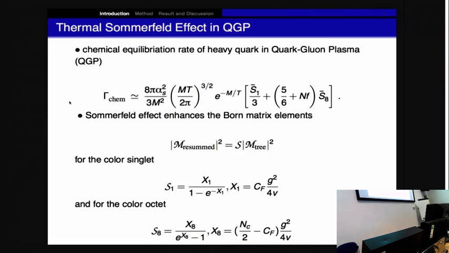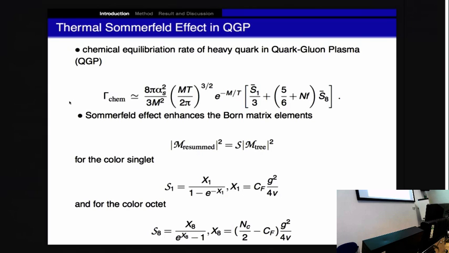So what we mean by chemical equilibration rate in the thermal environment is summarized in these formulas. That's how you get it in perturbative calculations. You compare the Boltzmann equations, and you compute how the number density rate changes. So the chemical equilibration rate means, given temperature, how many heavy quarks you can find in thermal equilibrium; this is the number.